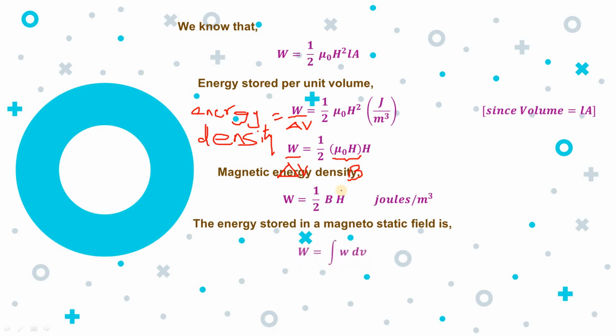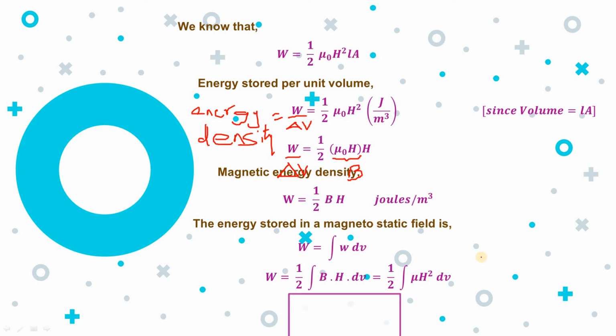The energy stored in the magnetostatic field is given by W is equal to integration of W into dV, or W is equal to half into integration of BH into dV, or half into integration of mu H square into dV. This is again the energy stored. From this I can express the energy density finally as W is equal to half into B into H.